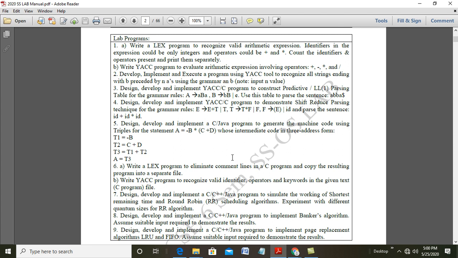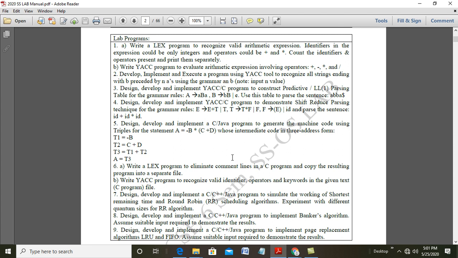And number 3, you will implement a YACC and C program to construct a predictive or LL1 parser. As I told, it's a theory concept. The grammar will be given. The user has to construct a predictive parser or LL1 parser. Based on the grammar, the user has to print a table format. For the given grammar, the user has to identify how to derive a string, and the string is given as ABBA followed by dollar, and dollar represents the end of a string. So for the grammar, the user has to derive the string ABBA with the help of a predictive LL1 parsing table. The grammar is already given: A tends to AAB and B tends to BB followed by epsilon. It is not an E, it is an epsilon, right?